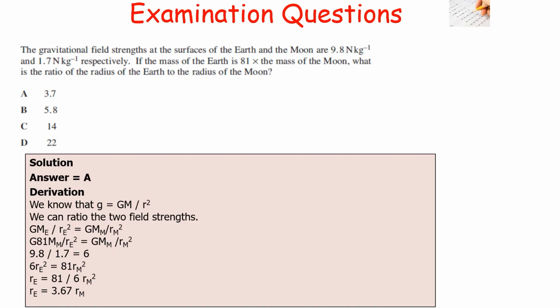Then you can work all the values through and you can see you're going to get 9.8 over 1.7, which is going to give you a ratio of 6. So when we ratio those values, you can say that 6 times the radius of the Earth squared is equal to 81 times the radius of the Moon squared. So you can work it through and you get that the radius of the Earth is going to be 3.67 times the radius of the Moon.